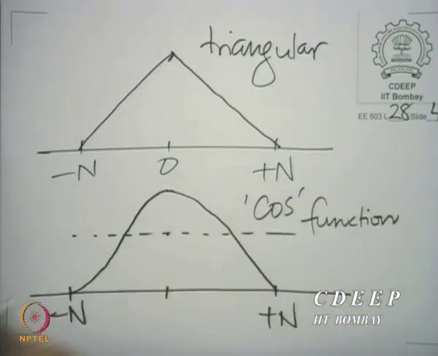So, in the previous lecture, although we had introduced the idea of a window, we had not seen why we should write a general sequence v[n]. Now we know. We could have shapes other than rectangular. So, what we had seen last time was the rectangular window. We could have other shapes.